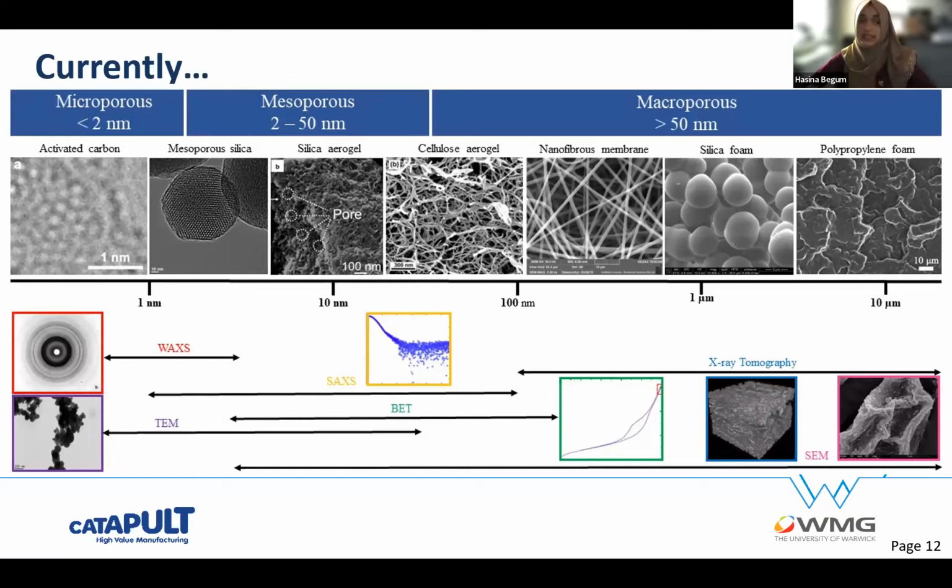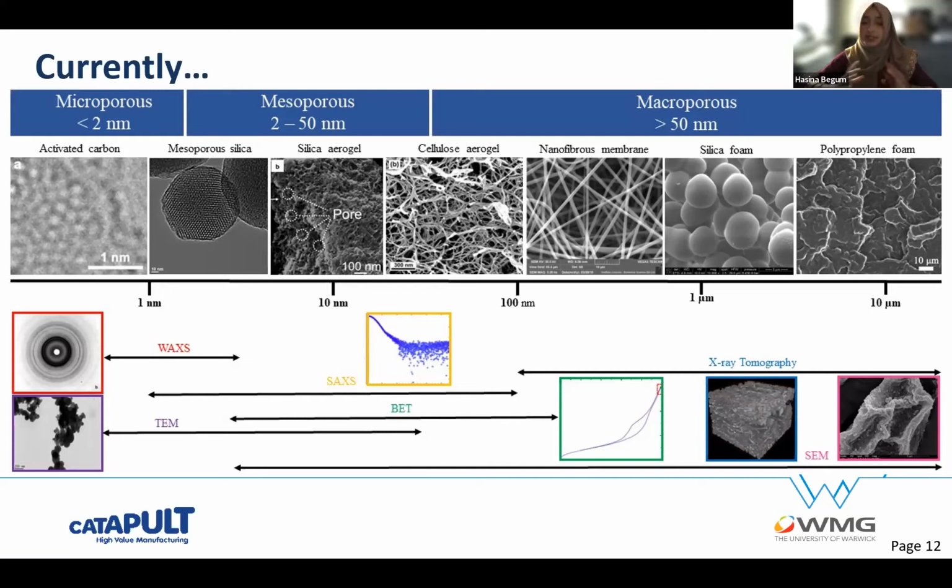And currently, the way in which we analyze these pores is through various different techniques. So we have things like WAXS, which is wide angle X-ray scattering, SAXS, TEM, which is transmission electron microscopy, and BET. BET is a technique that allows us to understand pore structure. The way in which we use BET is we fill pores with nitrogen and allow the nitrogen to be adsorbed onto the surface, and then we empty the pores out, and based on different calculations, we're able to calculate pore size and pore volume.